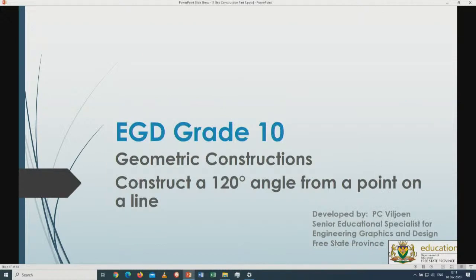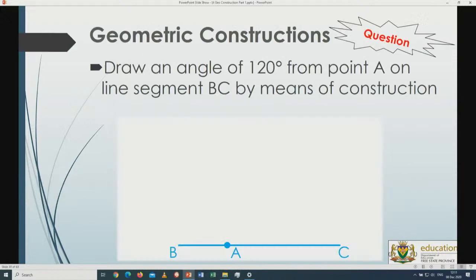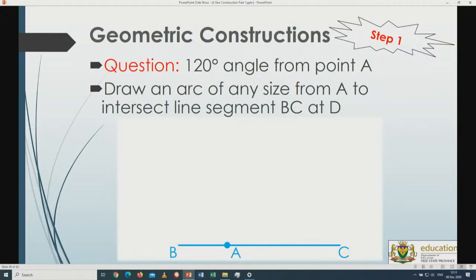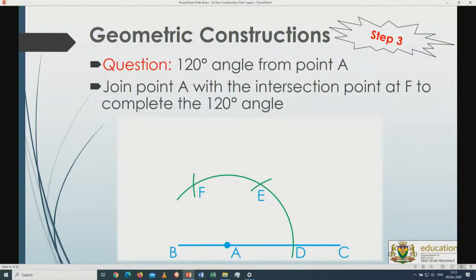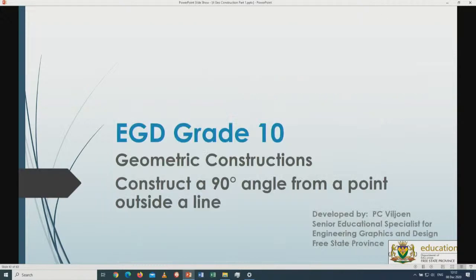Constructing an angle of 120 degrees from a point on the line itself, that's what we have done just now. So that's the 120 degrees, right? It's 60 plus 60 in the process. So that is all the options I can have in this regard, right?